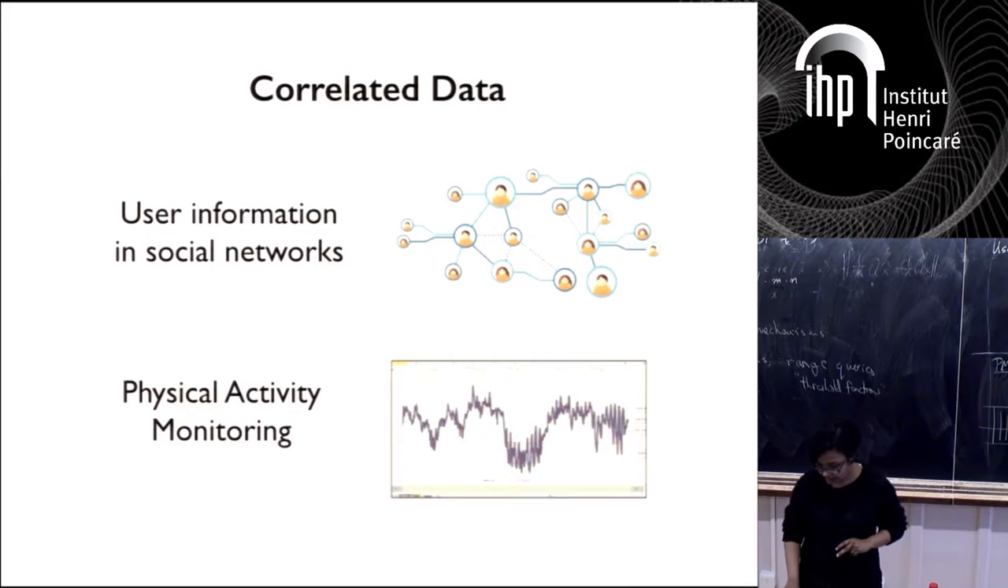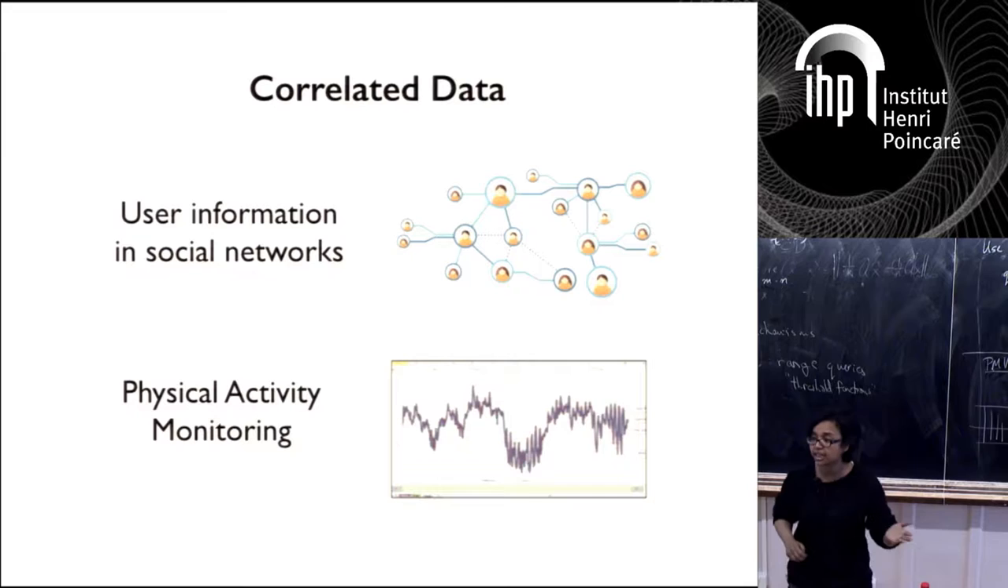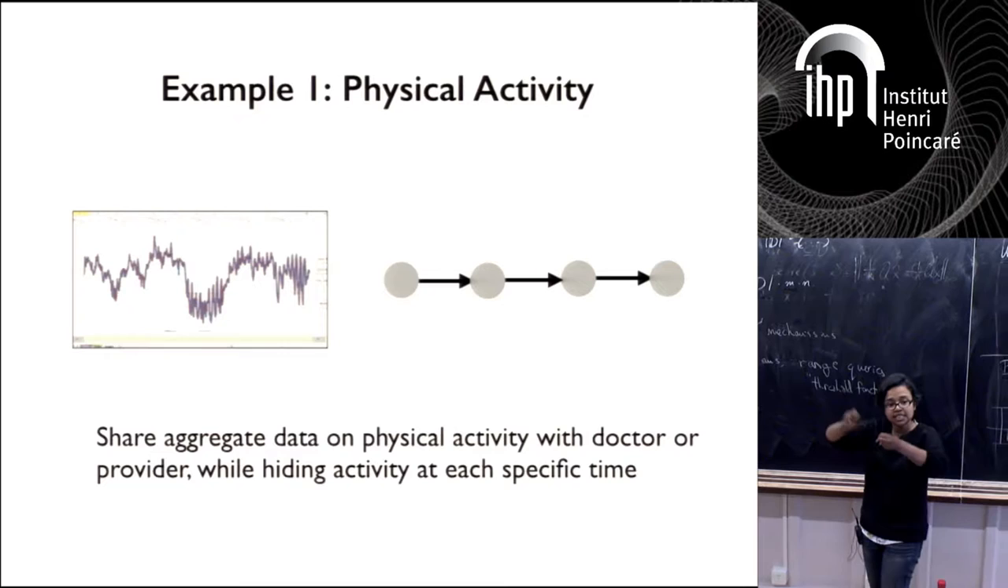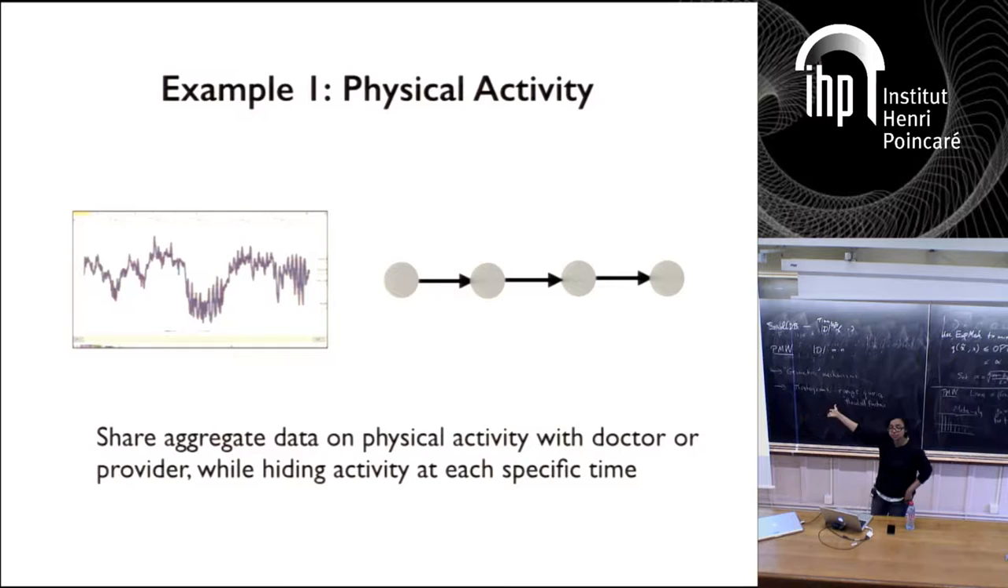This is again very correlated, because what I'm doing right now is highly correlated with what I'm doing a couple of minutes later. So this is again correlated data. One example is this physical activity. This is time series data, so this would be a correlation model: what you're doing at time t is related to time t plus one, and the most common model for this is a Markov model. Here, what you are trying to do is hide what the specific activity is at each period of time, but you have to worry about the correlation across time.